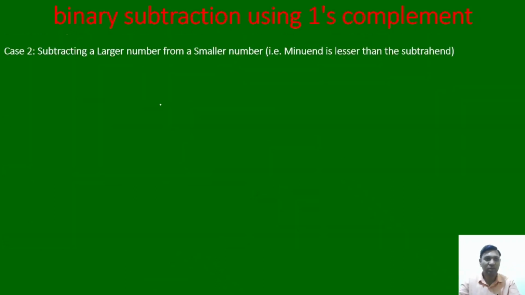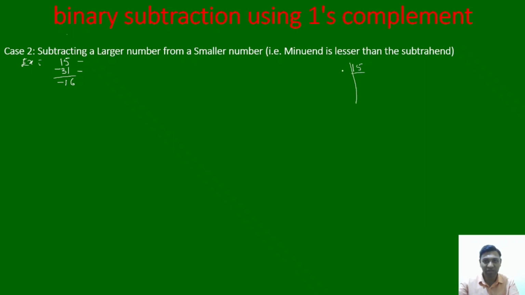Now let us begin with case 2, subtracting a larger number from a smaller number, that is, the minuend is lesser than the subtrahend. Now let us take an example here. I'll write 15 minus 31. So here I should get minus 16. So let us convert this 15 into its binary equivalent.